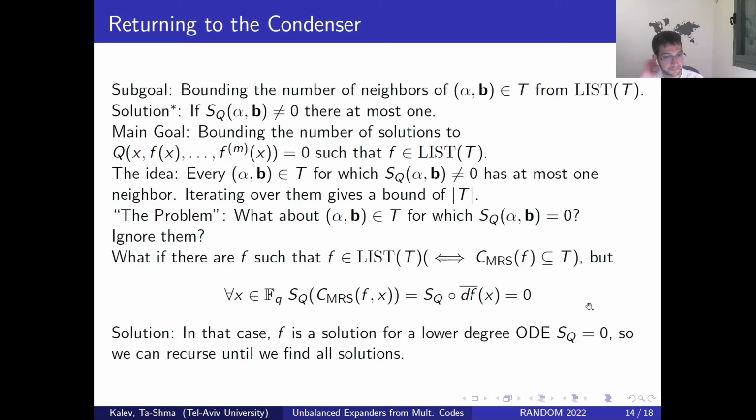But this means that f is actually a solution to a lower degree differential equation. We can think of the separand of Q as a new differential equation, and what we got here is that f is a solution to it. And therefore, we can solve our problem by just recursing on the separand. That is, we work first on Q, then on the separand of Q, then the separand of the separand of Q, and so forth.